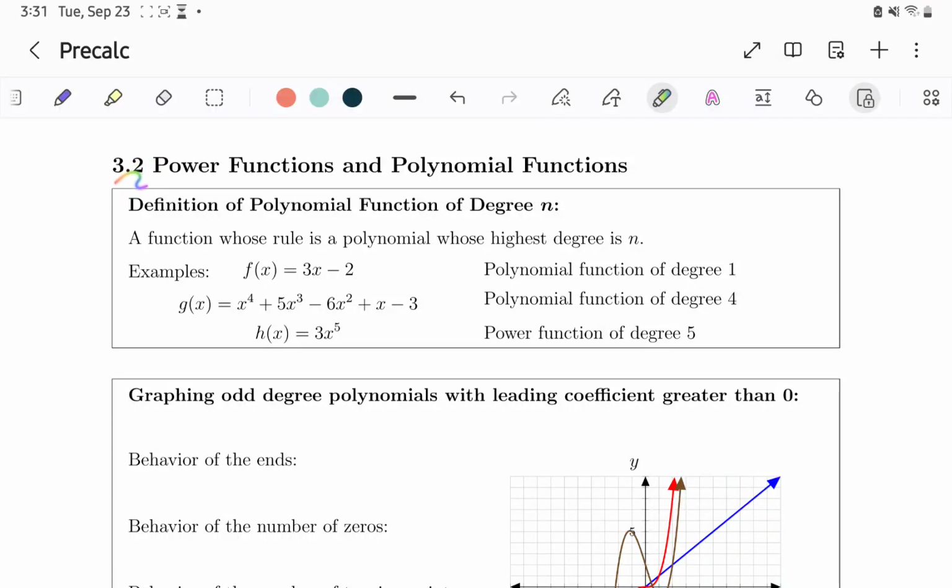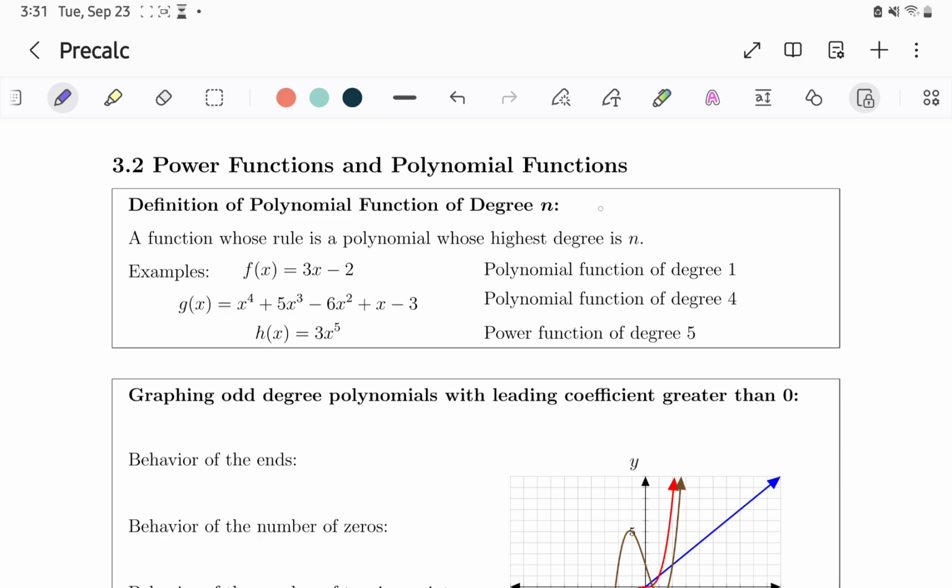In this video, we are going to be going over the remainder of section 3.2 over power functions and polynomial functions. So, first we have a definition. The definition of a polynomial function of degree n is just going to be a function whose rule is a polynomial whose highest degree is n. And so that might seem a little vague.